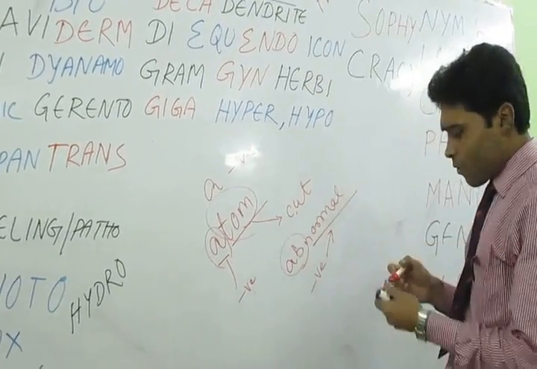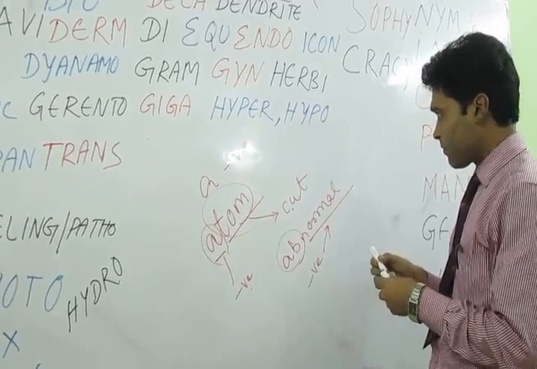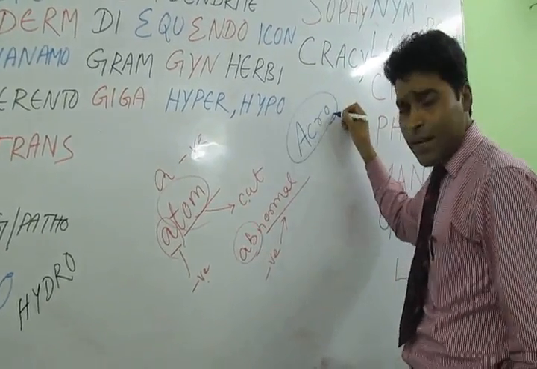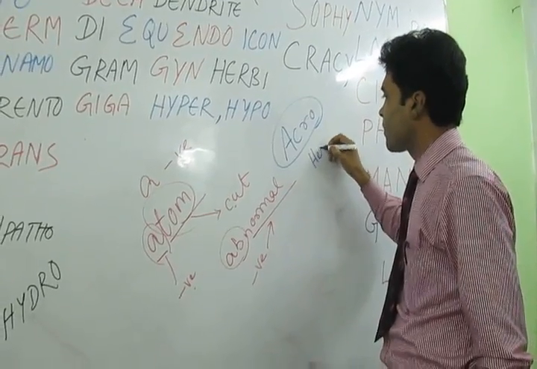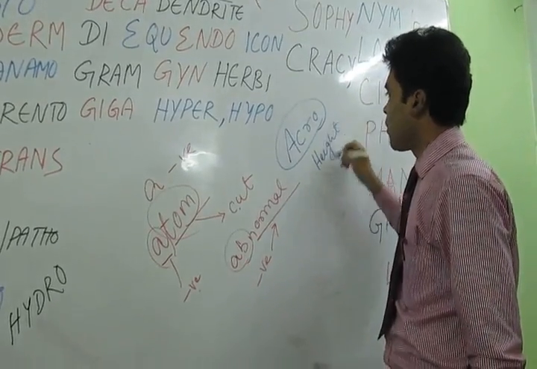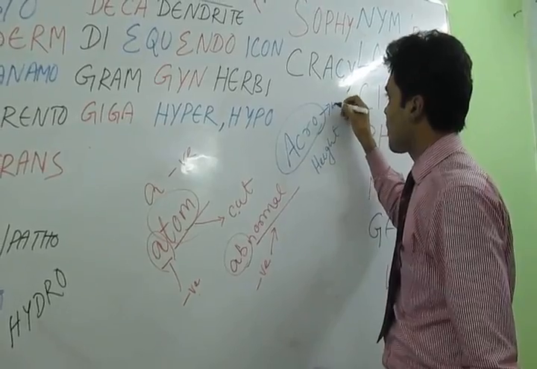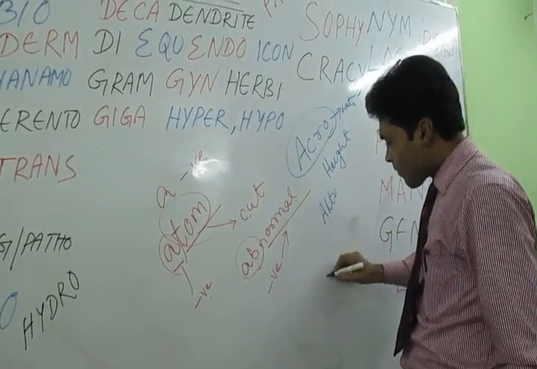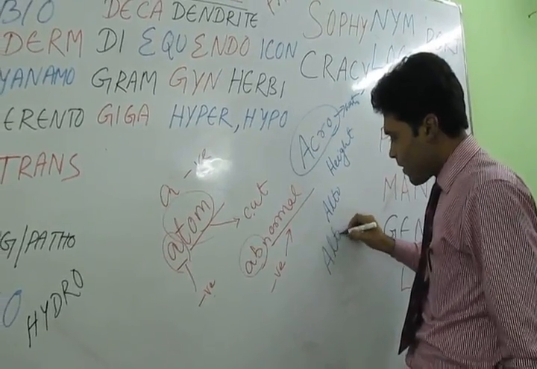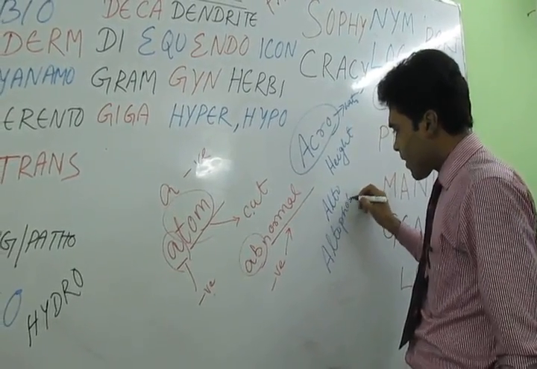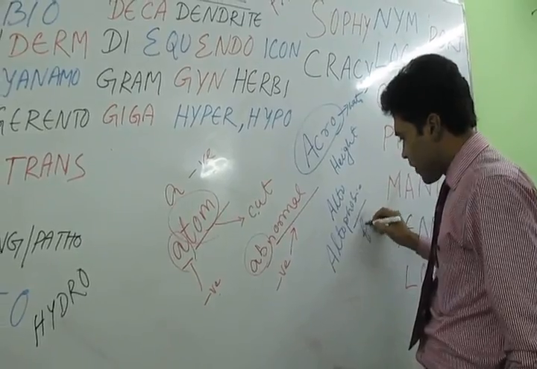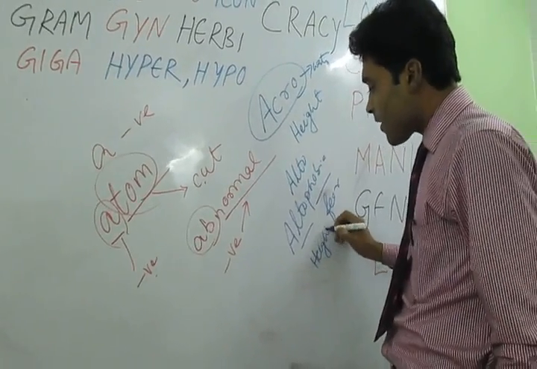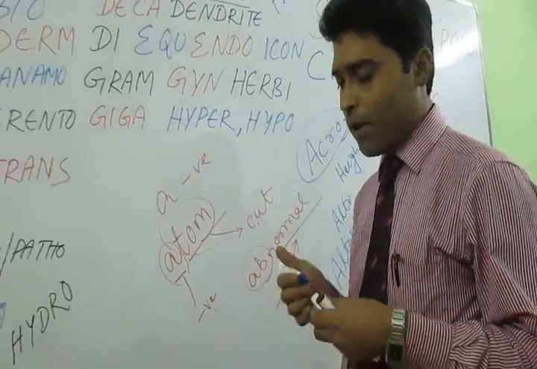Another word is acro, A-C-R-O. Acro means height in Greek. Acro means height, and alto also means height. So if I say altophobia, phobia means fear and alto means height. So fear of height is known as altophobia.